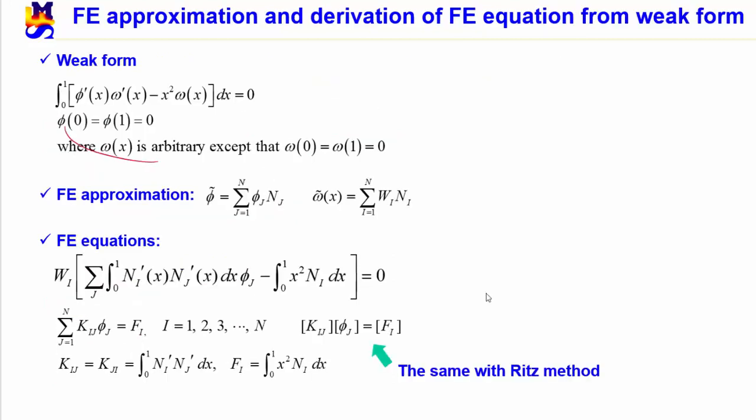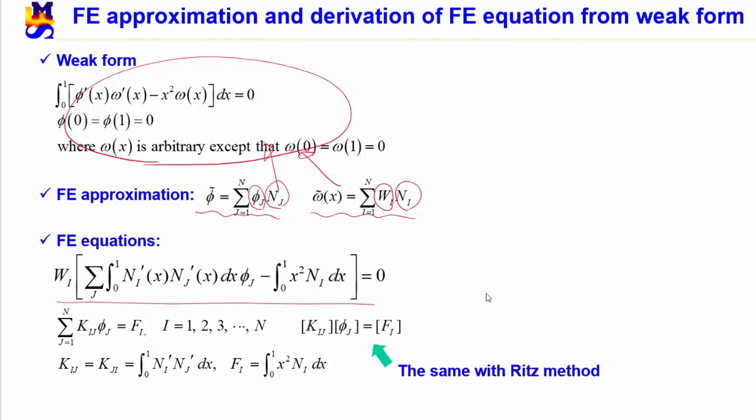Galerkin approach to FEM starts from this weak form. We approximate the unknown function as a linear combination of interpolation functions Nj with their corresponding nodal values phi j. We also approximate the weighting function as a linear combination of the same interpolation functions Ni with their associated arbitrary constants wi. Plugging these two approximated functions into this weak form, we can get these final equations before imposing essential boundary conditions, which are the same as those of the Ritz method.